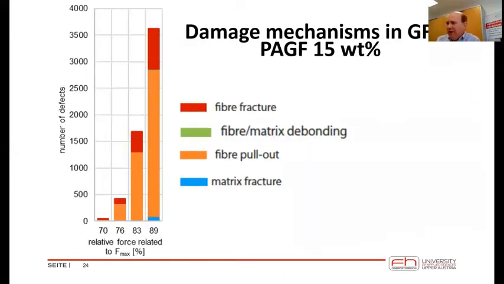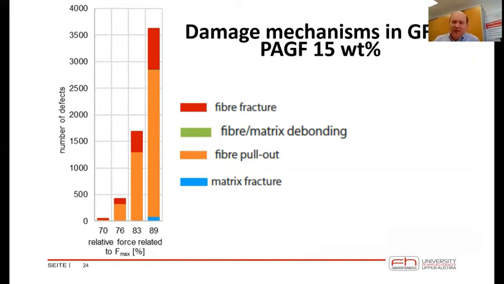And here's an example. So with increasing force, in this case we have 15% glass fibers in the polymer. And the dominating damage mechanism is the fiber pullout. We have also some matrix fractures. We do not have so much fiber matrix debonding, but we have fiber fracture and fiber pullout.